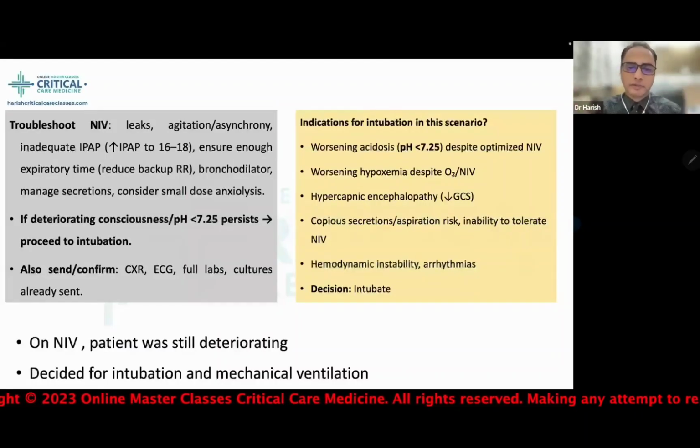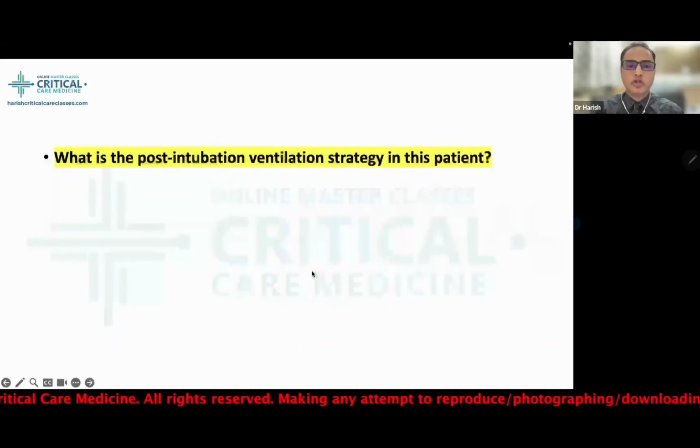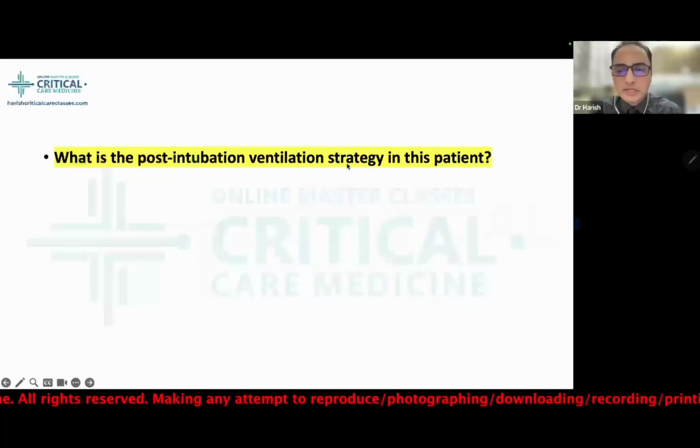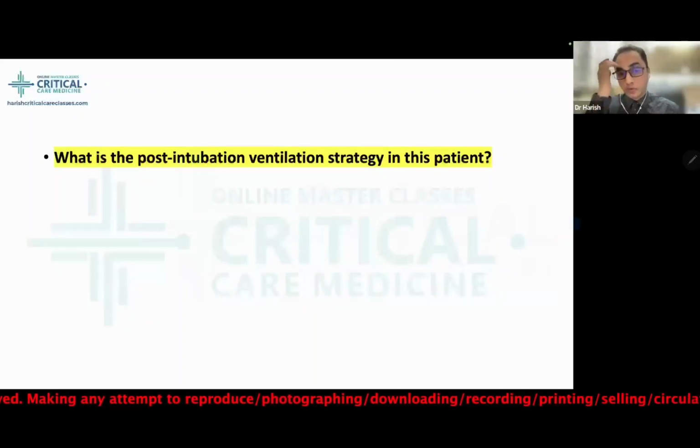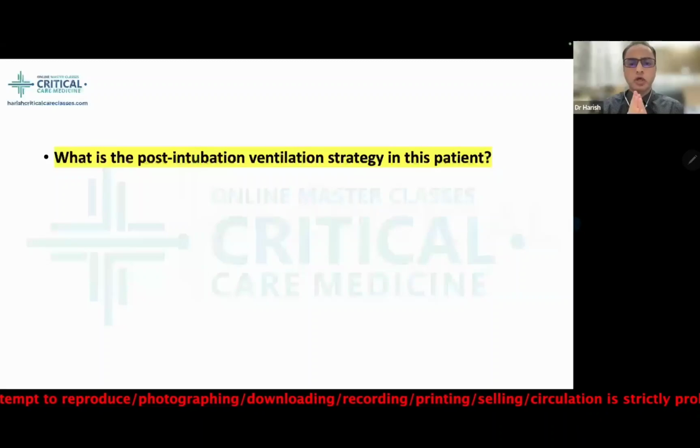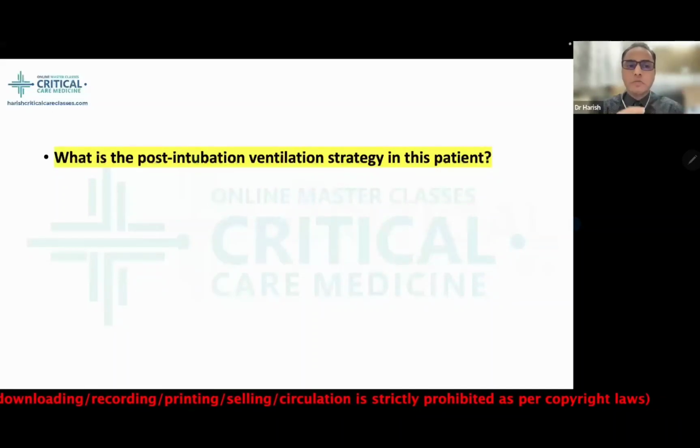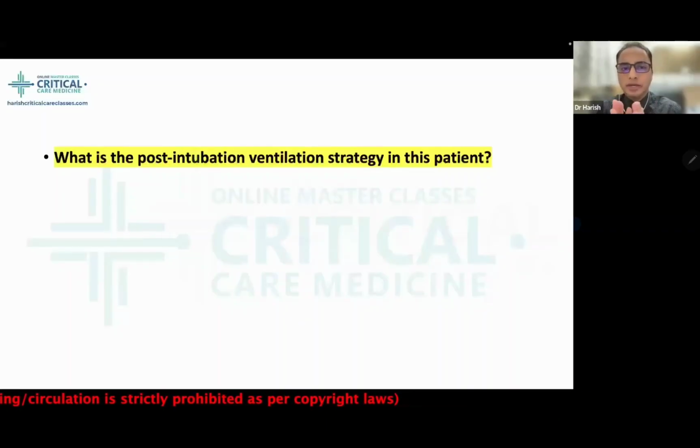So we intubated the patient. Okay, so after intubating, what is the post intubation mechanical ventilator strategy in this patient? How are we going to ventilate? Which mode? What tidal volume? What is your plan post intubation in our patient who is not tolerating or not improving in his clinical scenario after putting him on NIV?